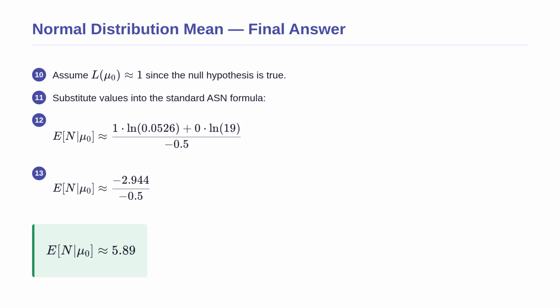We calculate the natural logarithm of 0.0526 and divide it by negative 0.5. The final result is approximately 5.89. Physically, this means we expect to test an average of about 6 items before making a decision. A traditional fixed test would require 11 samples, proving this sequential method saves significant resources.